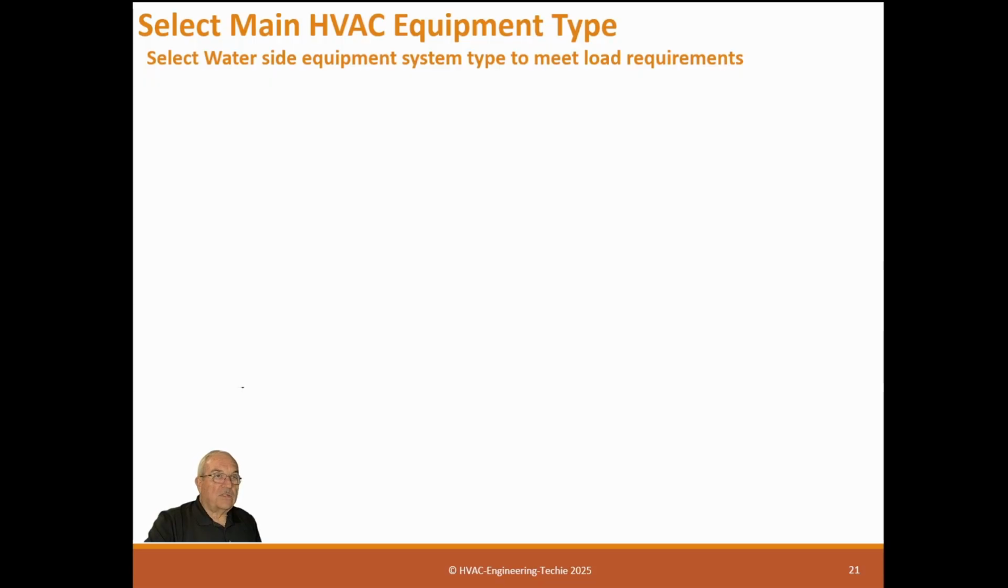So select water side equipment system type to meet the requirements. You've got chillers, air cooled or water cooled, 1, 2, or 3 pass. A lot of times they don't talk about how many passes. The standard is 2 pass, but they do have 1 pass chillers, depending, and the difference is the amount of temperature difference you get per each chiller. A 2 pass, we normally use 10 degrees. You can go 10 to 14 degrees. 3 pass will be 15 or 16 degrees, a lot more.